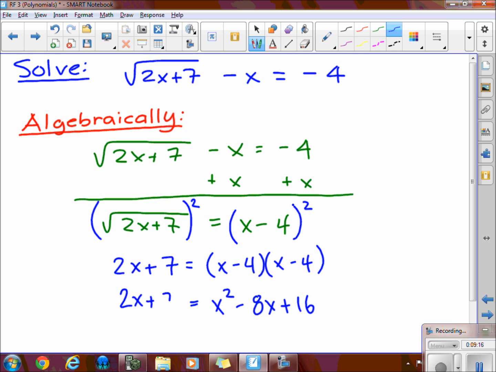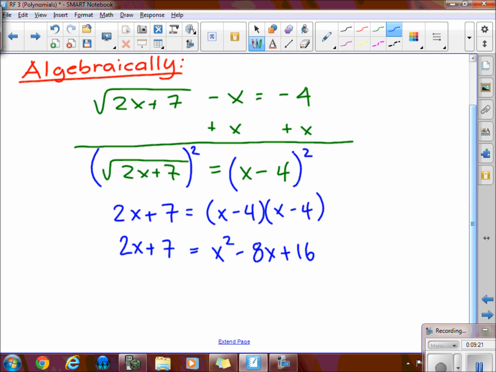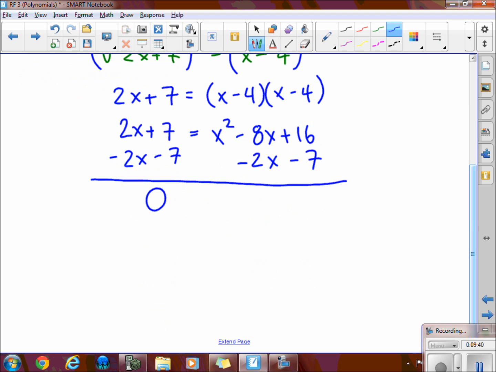So now we have a quadratic situation where we want to get everything on the same side of the equal sign and make it equal to 0. So you want to push it over to where your x squared term is positive. In this case, it's the right-hand side. So we're going to take away the 2x and take away the 7 from both sides. When we do it, we're left with 0 on the left-hand side. And on the right-hand side, we're left with the quadratic x squared minus 10x plus 9.